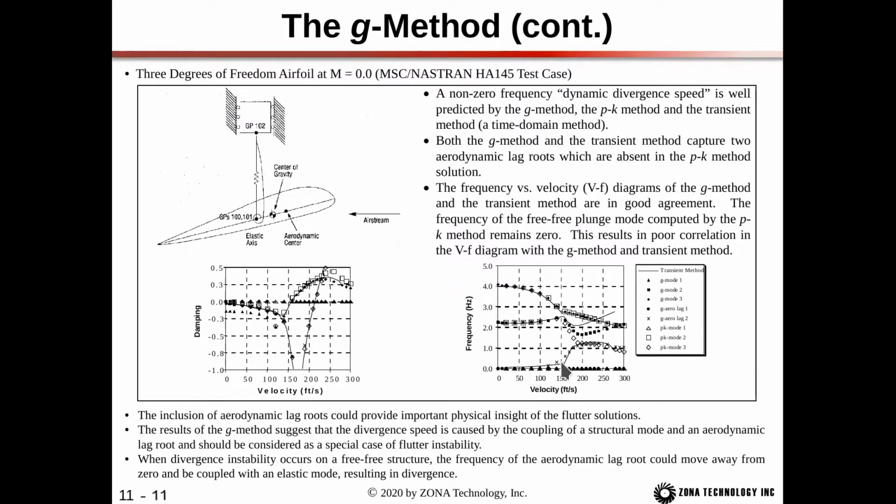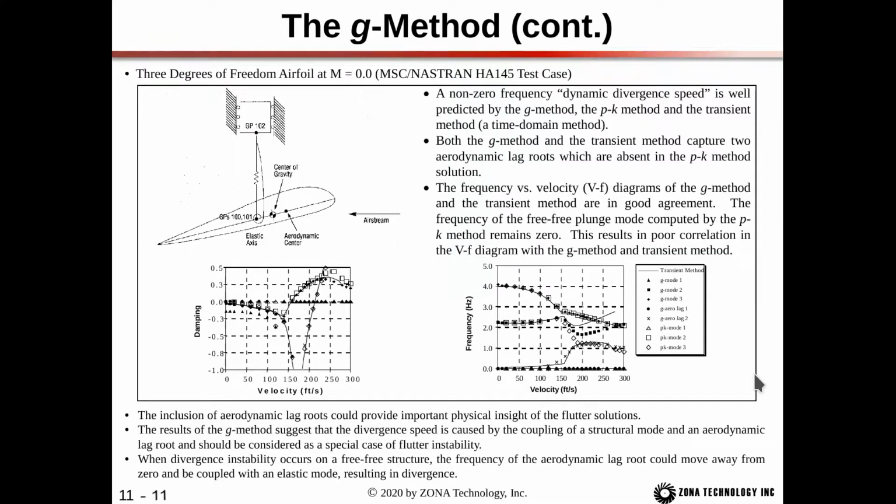So the transient method shows this, and the G method picks that up with these X's. This is an aerodynamic lag root from the G method, tracks this mode very well. Whereas the PK method, you can see originally is tracking this mode, and then it switches to start tracking this mode. And so we completely lose out on the fact that we actually have two different modes here.